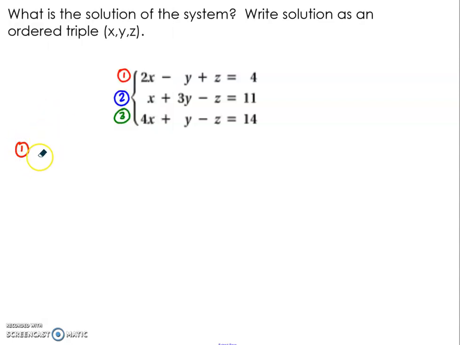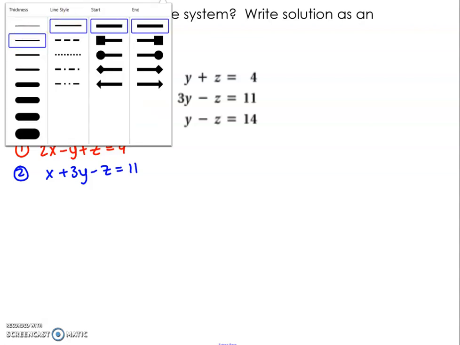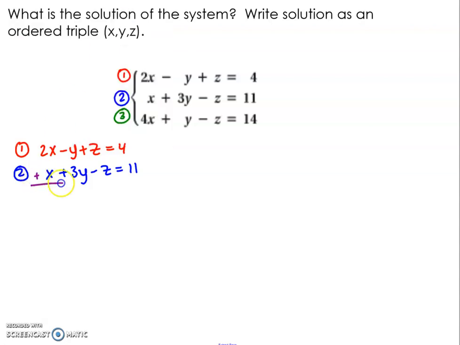So I'm going to do 1, which is 2x minus y plus z equals 4. And I'm going to use equation 2, which is going to be x plus 3y minus z equals 11. Okay, now the z's have the same coefficient. They're both 1, and they have opposite signs. So this is fantastic, and we're just going to add straight down.